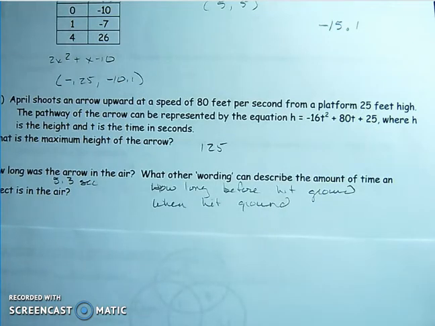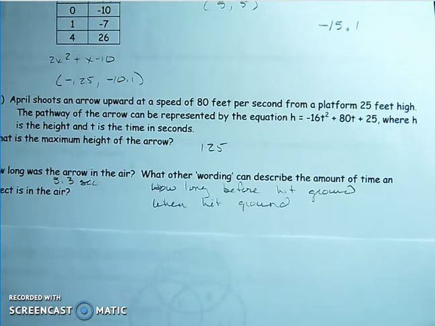The pathway of the arrow can be represented by this equation. Remember, negative 16 is there because that is a conversion factor of the rate of gravity, where h is the height and t is the time in seconds. What's the maximum height of the arrow? That would be at 125.